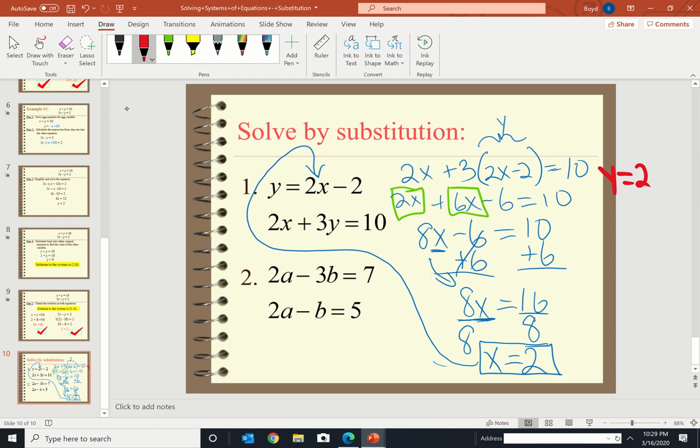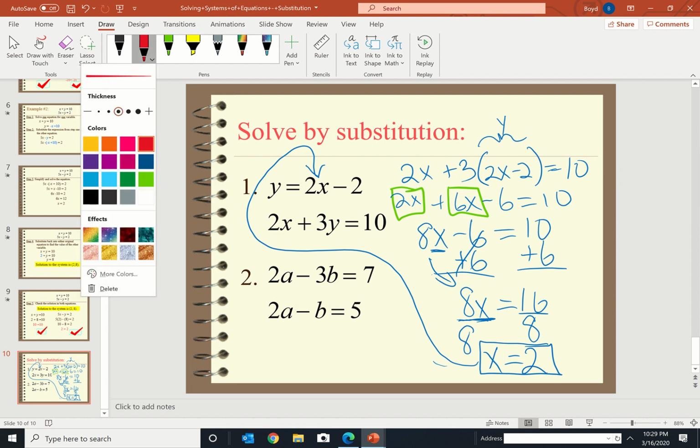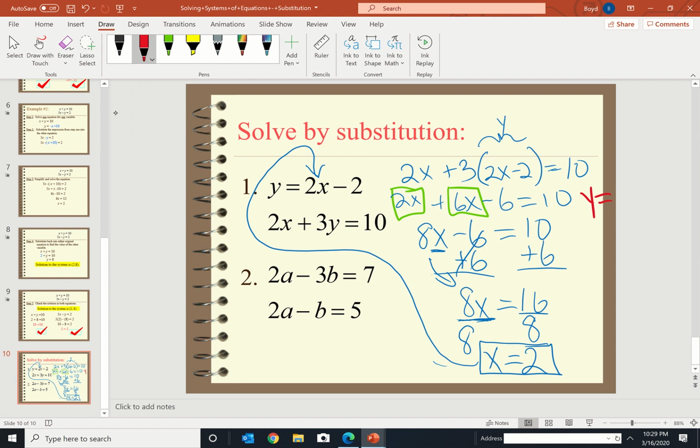Let me bring this over. Let me get a little bit more space. It's going to be y equals 2 times, I know x equals 2, so I'm going to replace it with a 2, minus 2. So I'm bringing it down. 2 times 2 is going to give me 4 minus 2. And y is now going to equal 2. So here I figured out that x equals 2 and y equals 2.